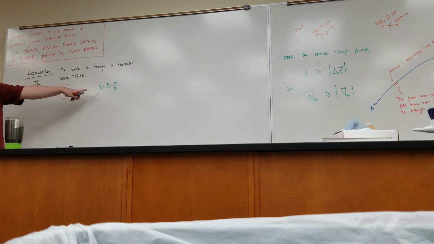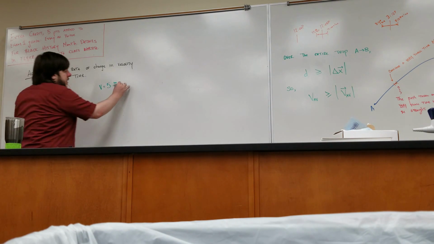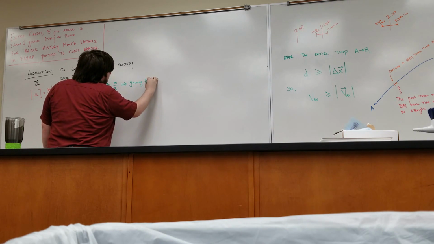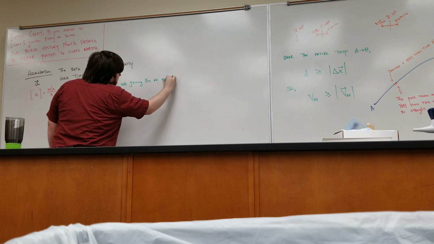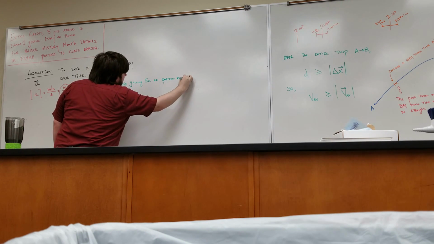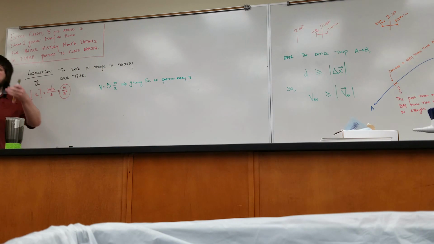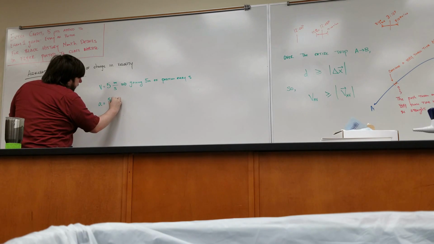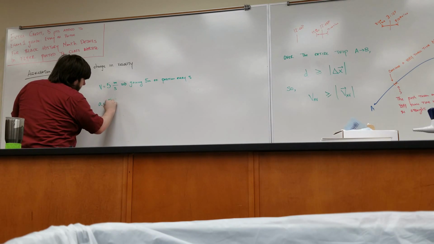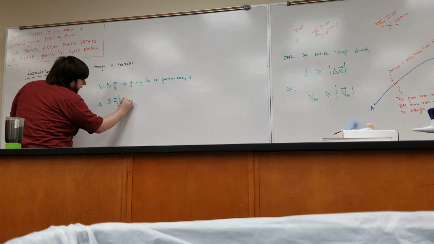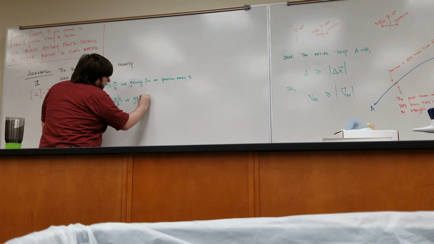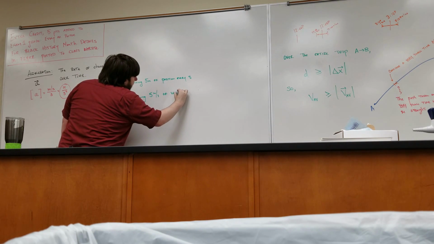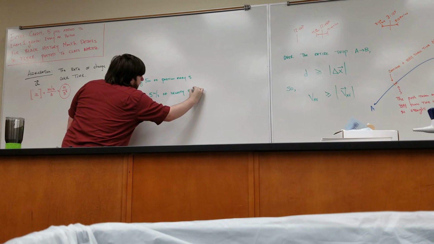A velocity of 5 meters per second means you're gaining 5 meters of position every second. You're increasing your position by 5 meters every second. An acceleration of 5 meters per second squared means you're gaining 5 meters per second of velocity every second.